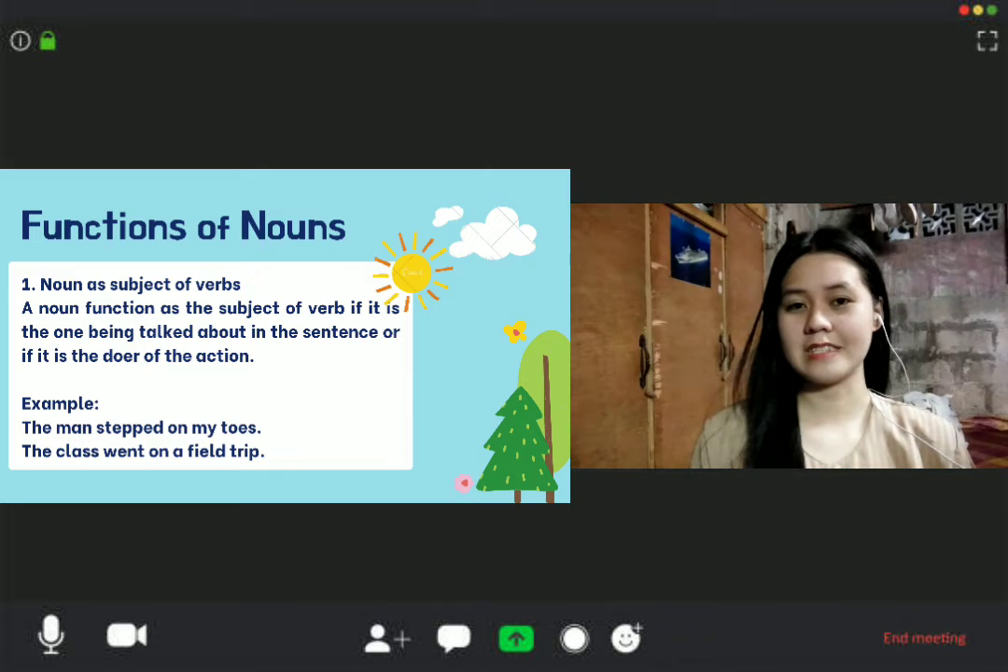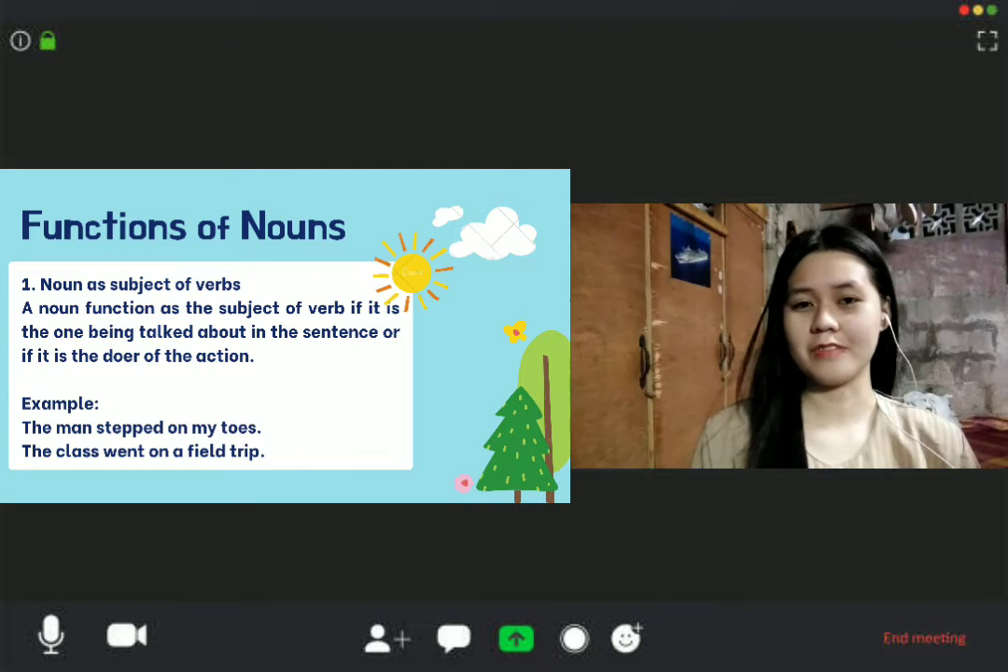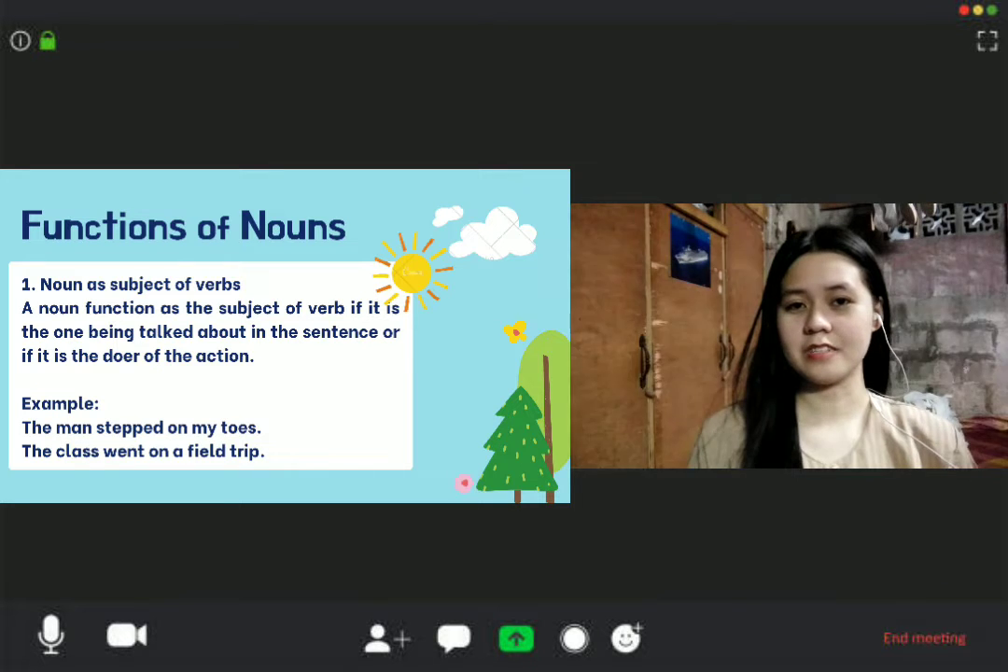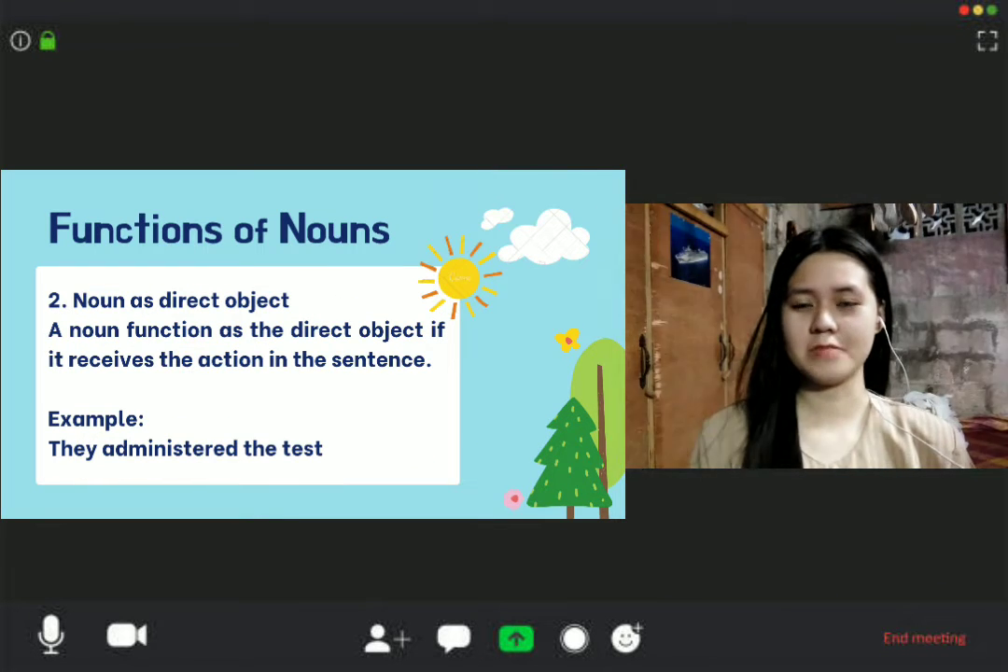Here, the subject is easily recognized as it usually comes out at the beginning of a sentence and is followed by a verb. Next is noun as direct object.